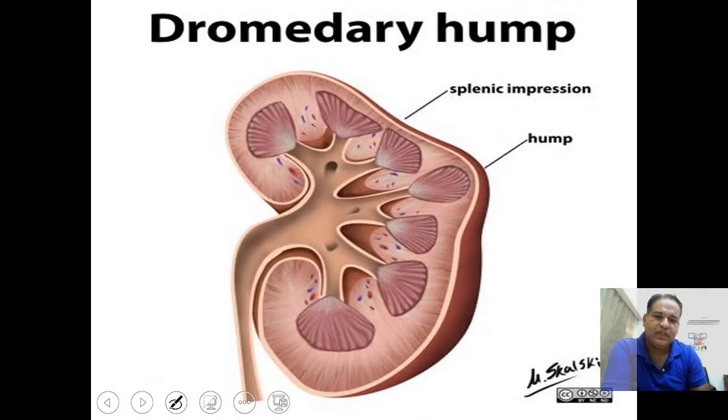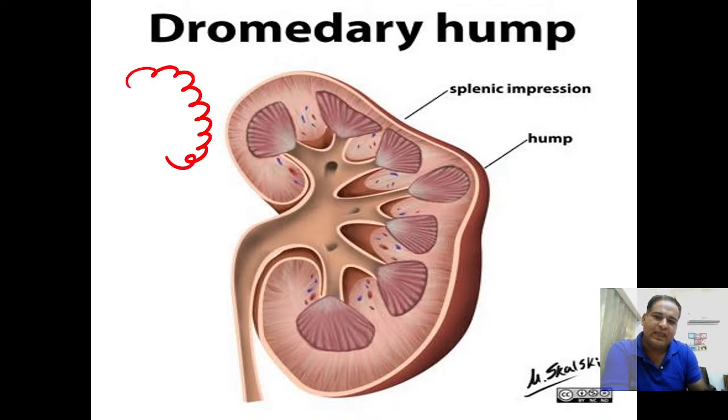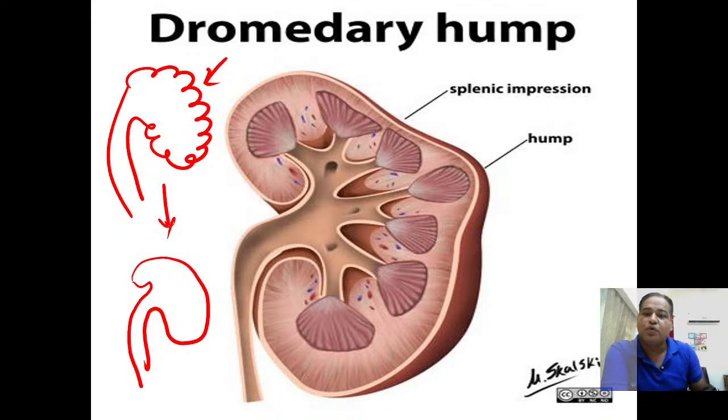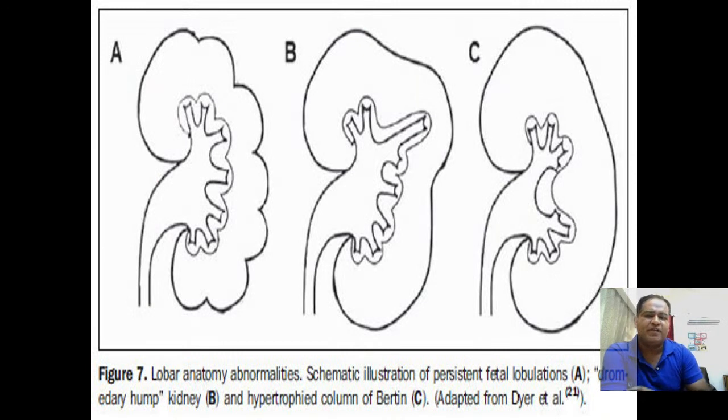Fine. Now, what is the dromedary hump? You see, the fetal kidney is like this, lobulated. So when the child is born, everything becomes smooth. But sometimes one of the lobulations may fail to disappear. That time it is called the dromedary hump. It is a perfectly harmless, perfectly normal condition. Fine.